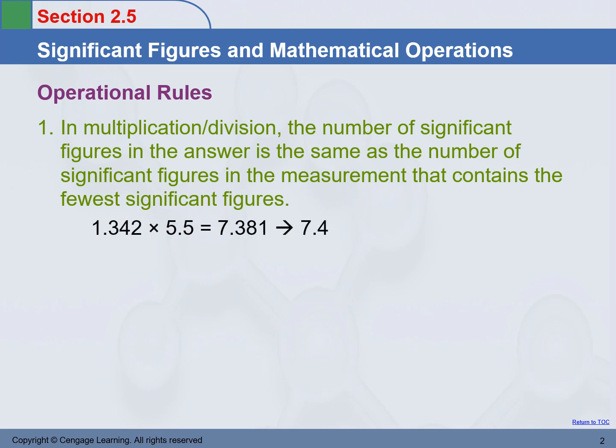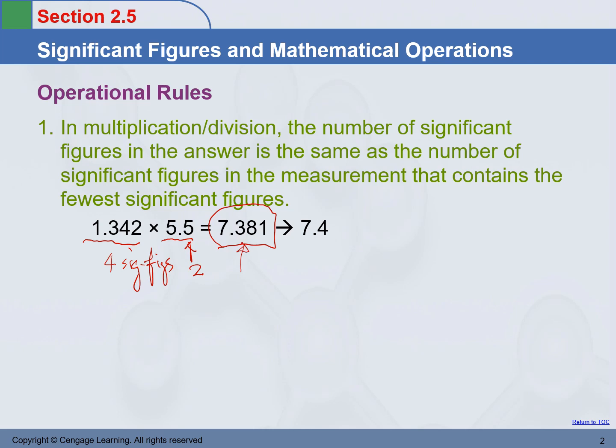An example: there are two measurements, and you're doing a multiplication on them. The first number has 4 sig figs. The second number has 2 sig figs. The rule tells us, regardless of what you see on your calculator, your answer should have only 2 sig figs. This is what you're going to see on your calculator once you punch in those numbers. Now you need to round this number off to 2 sig figs.